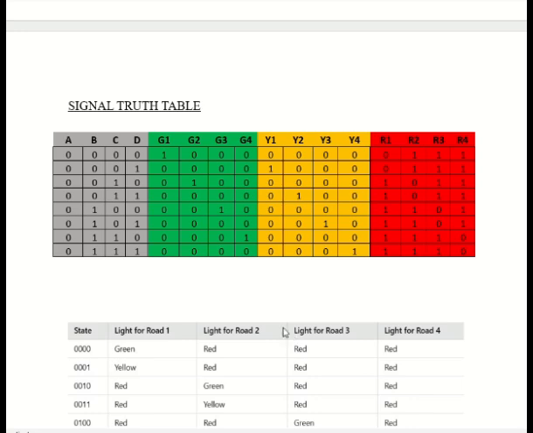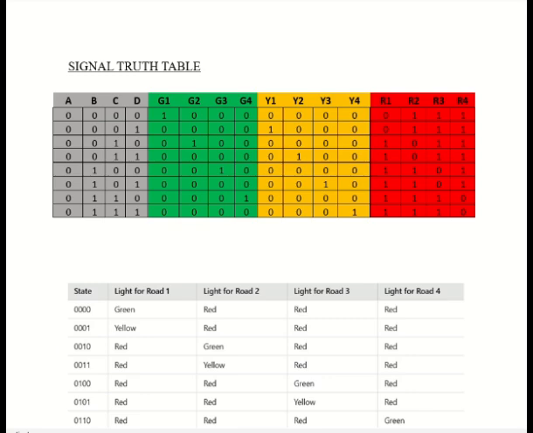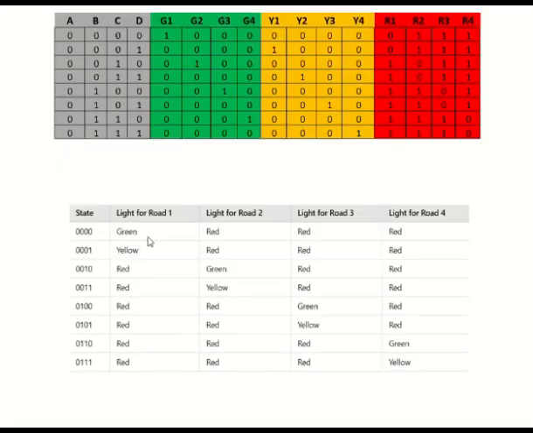And then here is our signal table. For example, G1, G2, G3, G4 is our junction, and G1 for junction 1, G2 for junction 2, G3 for junction 3, and G4 for junction 4. Same goes to the yellow and red. The color is representing the colors of the lights, for the easiest way to understand.